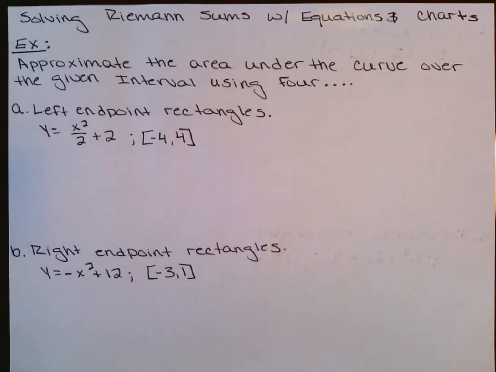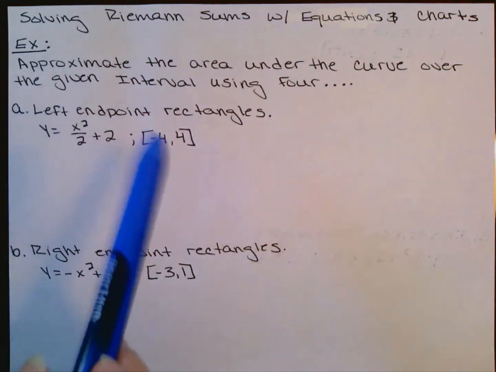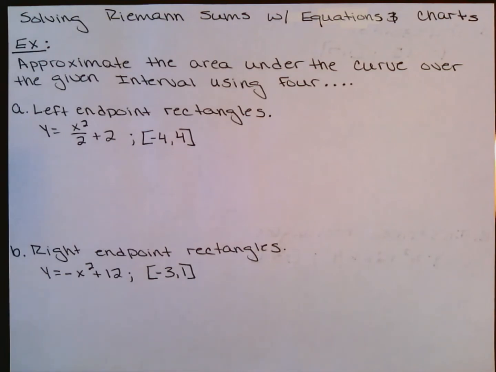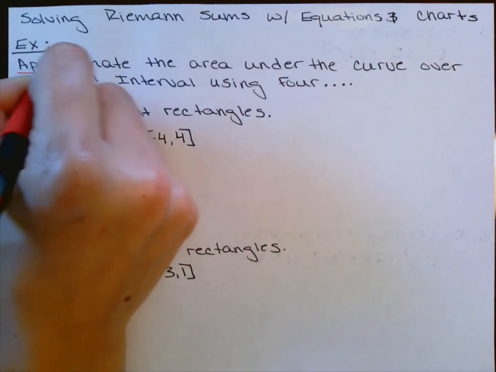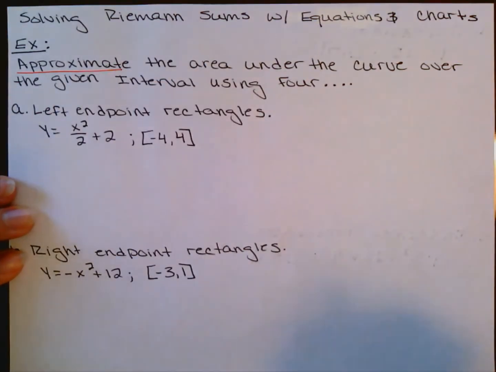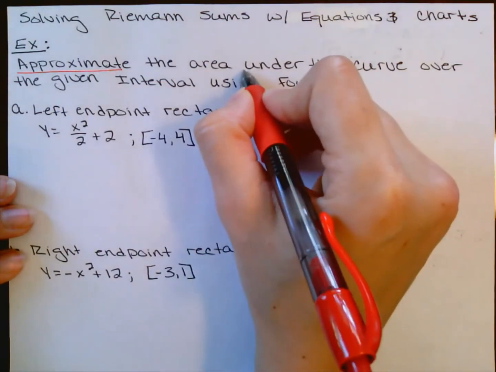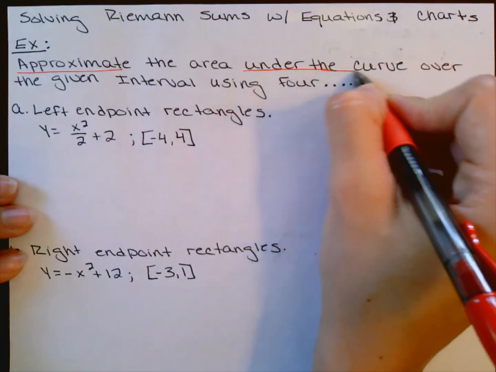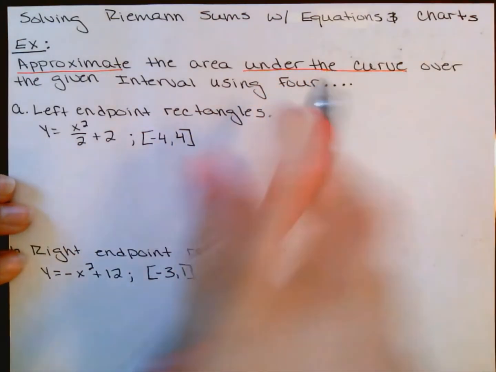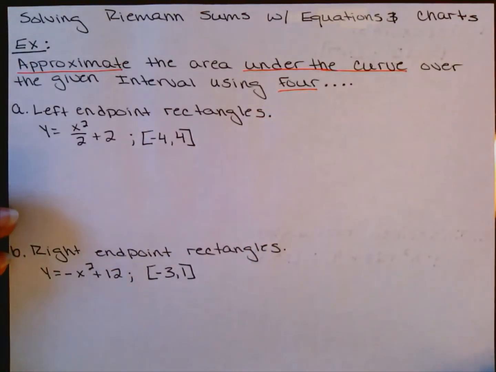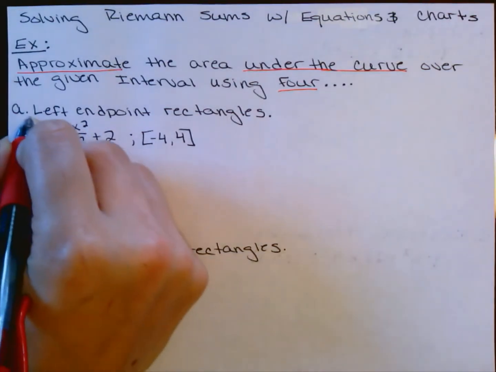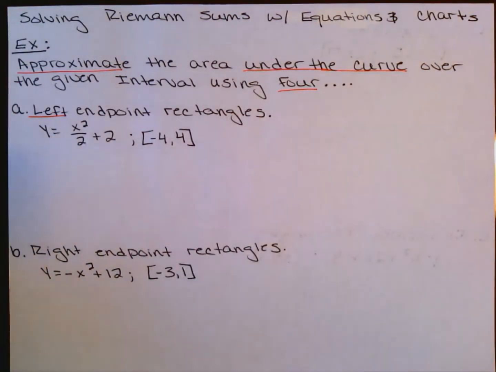All right, so now we're going to see Riemann sums using equations and charts. These examples say approximate the area under the curve over the interval using 4, and each of them will do different versions, okay? Keyword here is the word approximate. That lets me know that I'm not doing an actual integral. Approximation is always Riemann sum. Under the curve also lets me know that I'm doing the approximation of an integral. And then they're going to give me 4 intervals, which means there's only going to be 4 rectangles for each of these questions. A is going to be a left endpoint Riemann sum, okay?